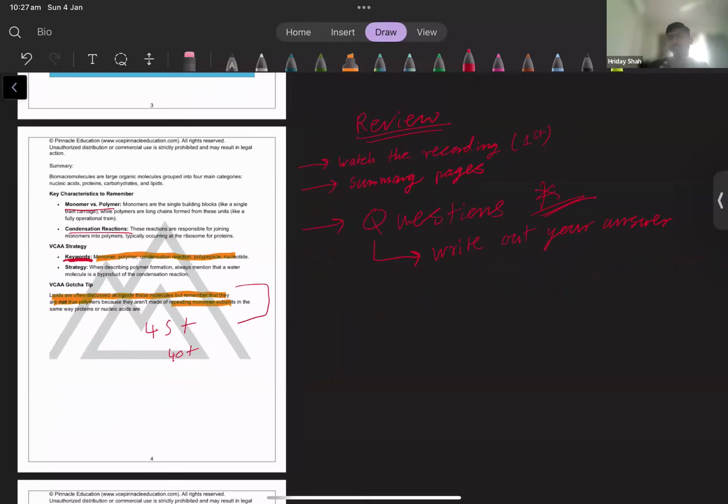If you're coming back to the revision for like the 4th or 5th time, and you know you can constantly get 3 out of 3 or 4 out of 4 marks, right, that is the point where maybe you don't need to write out your answers. You can just think about it or think about the marking scheme.